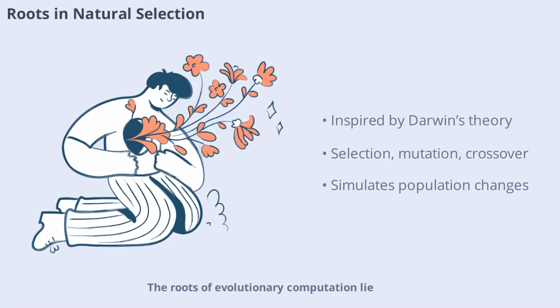The roots of evolutionary computation lie in Charles Darwin's theory of natural selection. In nature, organisms with advantageous traits are more likely to survive and reproduce. Over time, these traits become more common in the population. Evolutionary algorithms borrow this concept, using selection, mutation, and crossover to evolve solutions to problems. In biology, this means we can simulate how populations change, adapt, and optimize over generations. By modeling these processes computationally, scientists can gain insights into evolution and adaptation that would be impossible to observe directly.